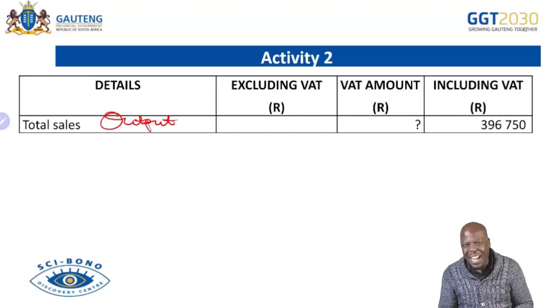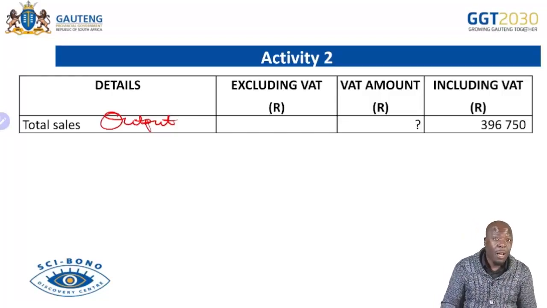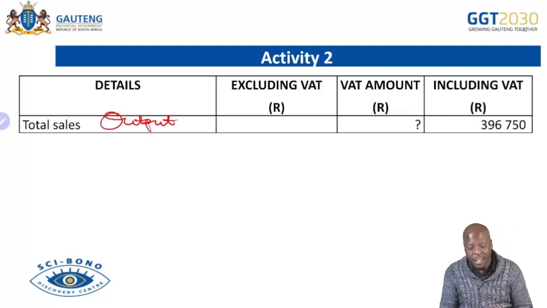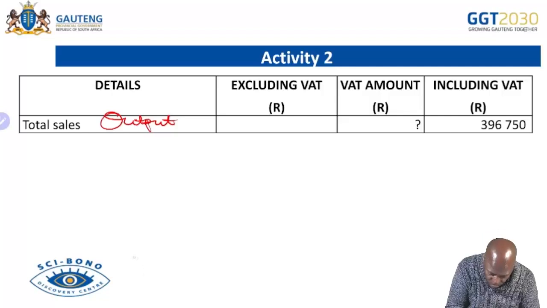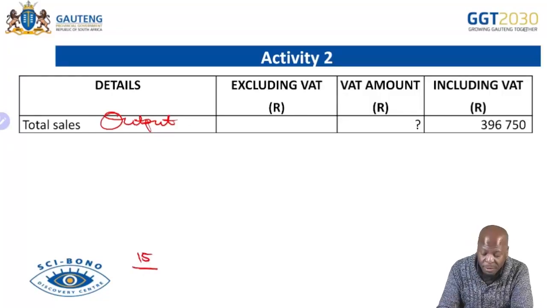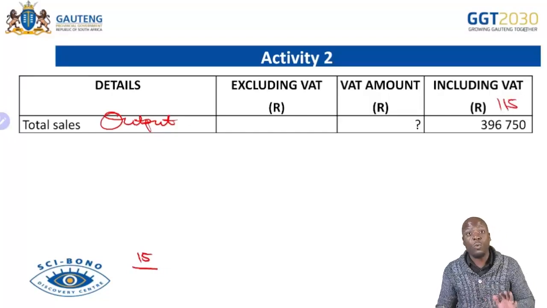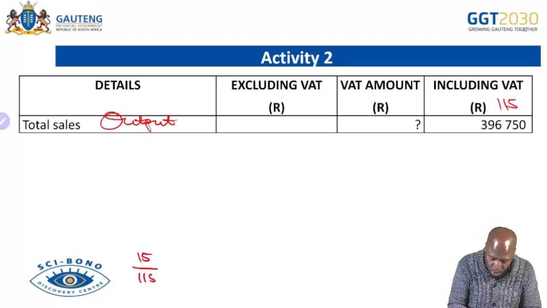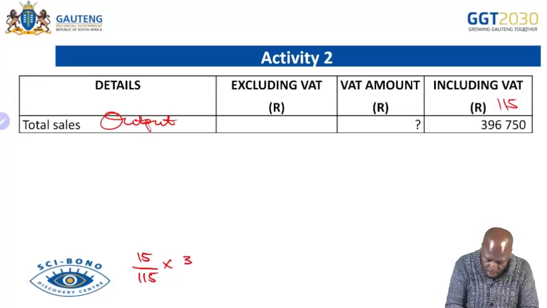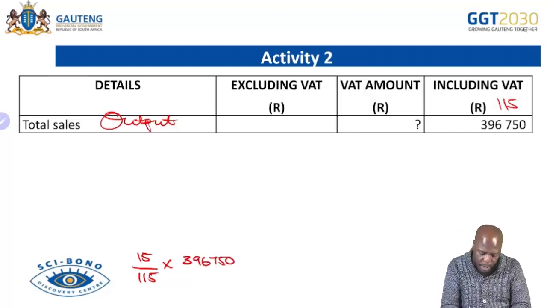Our next problem is to calculate the VAT. But now I'm glad because the learners that I'm having here know what they want. What is it you want? You always want 15. What is it that you have? Inclusive. Inclusive is 115. So what you want is 15, what you have is 115. Then you multiply that by 396,750. Okay? Now, punch that in your calculators, please.